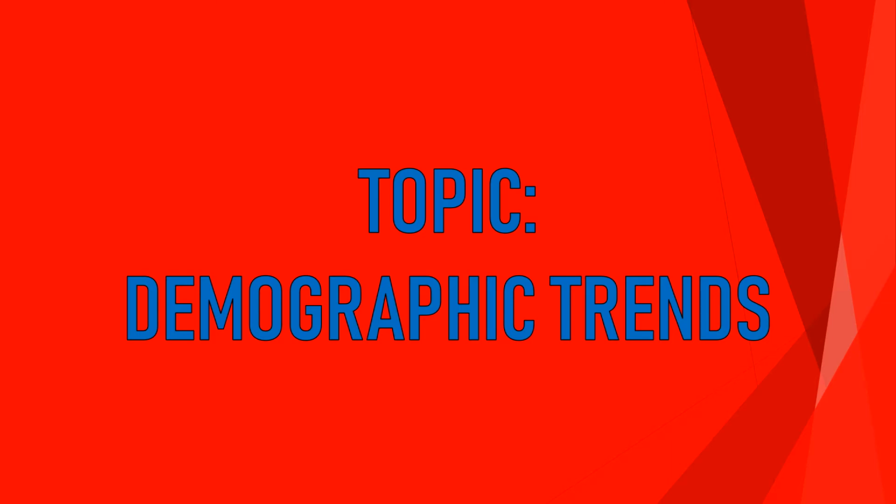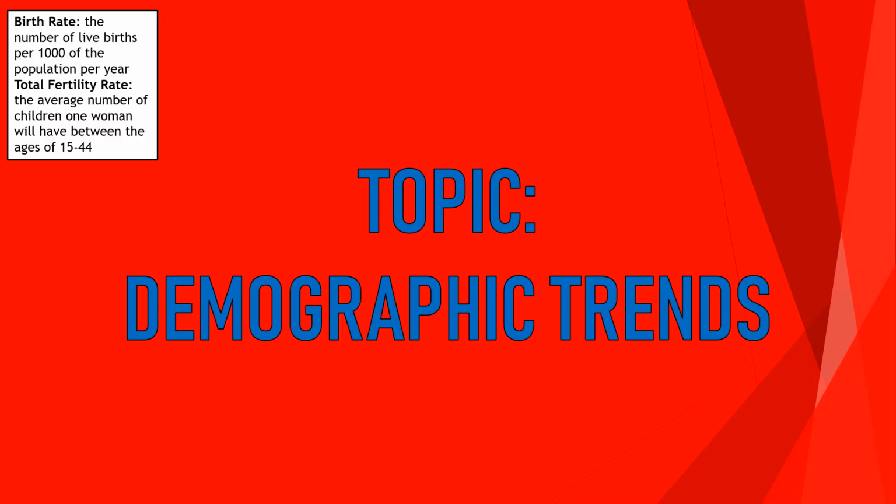Okay, so here we go. So, demographic trends. So first of all, birth rate. Birth rate is the number of live births per thousand of the population per year.